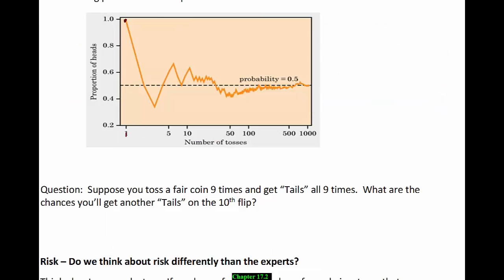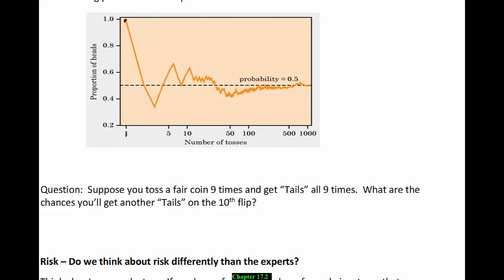Question. Suppose you toss a fair coin 9 times and get tails all 9 times. What are the chances you'll get another tails on the 10th flip? Well, when we're playing games and we get excited, sometimes we think emotionally and not rationally. Lots of people would say the chances are pretty low that you're going to get another tails because it seems unlikely to get that many tails in a row.